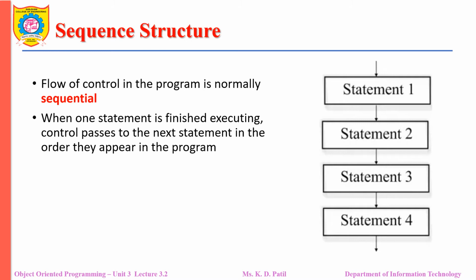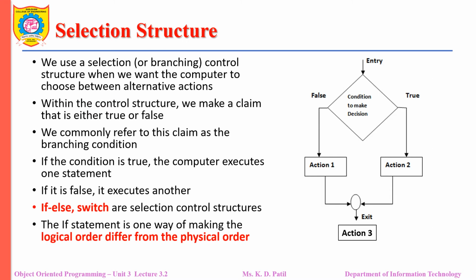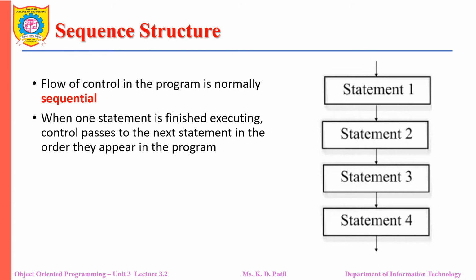The first one is the sequence structure. In the sequence structure, when one statement finishes executing, the control passes to the next statement in the order they appear physically in the program. The flow of control in the program is normally sequential. For example, I have four statements in my program: statement 1, statement 2, statement 3 and statement 4, which are physically in order. Once statement 1 is executed successfully, the control goes to statement 2, and when statement 2 is executed successfully, the control goes to statement 3, and so on. This is referred to as a sequence structure.